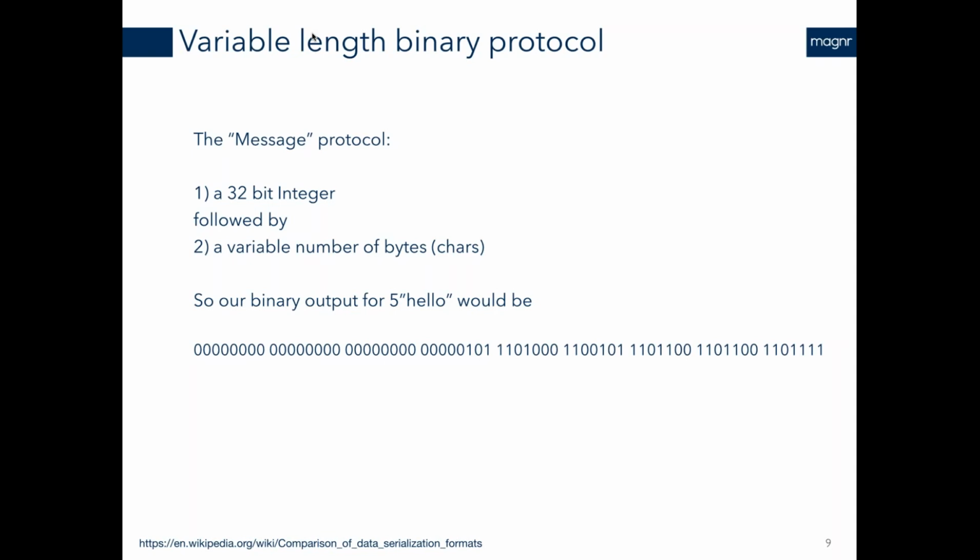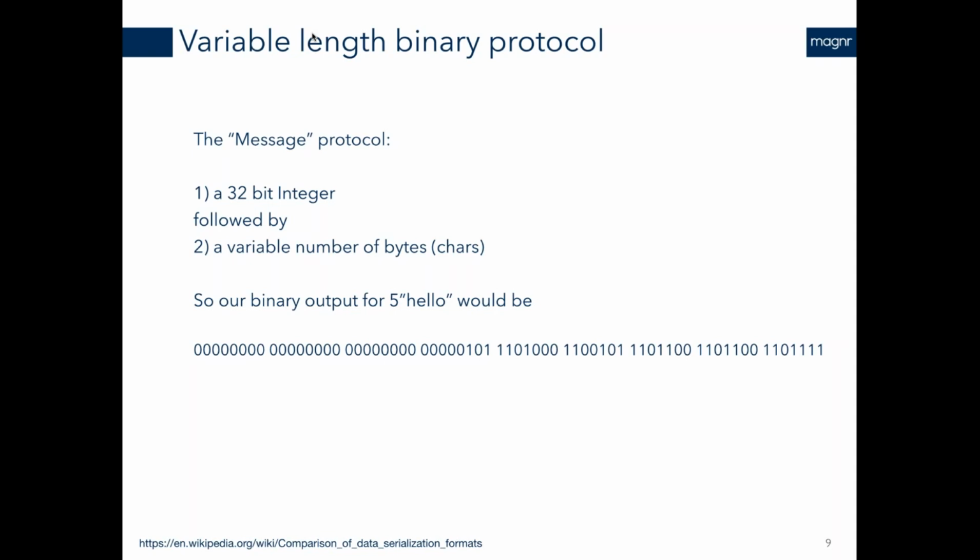So if I wanted a message protocol to send the message hello, I would have an integer representing the number 5, and I would have 5 byte characters representing the letters H, E, L, L, and O. And in binary, that is the series of zeros and ones you see there. So that's an example of a variable length binary protocol.